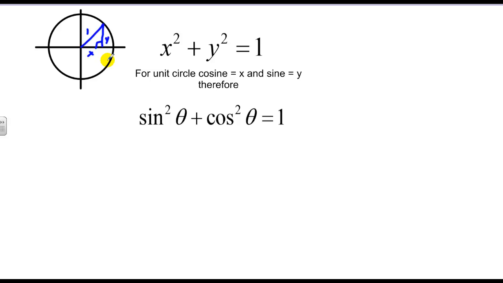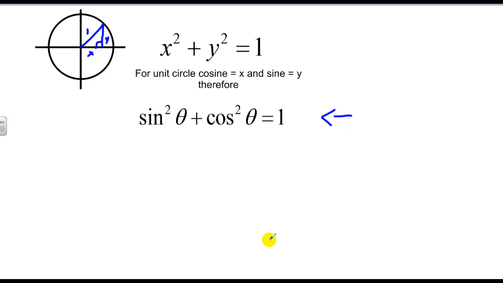So if we apply that to sines and cosines and assume we're on the unit circle, cosine is going to be our x, sine is going to be our y, and therefore we have this new identity: sine squared plus cosine squared is equal to 1. This identity here is probably one of the most prevalent identities you're going to be using for the next couple of weeks. Now, off this identity come several more.